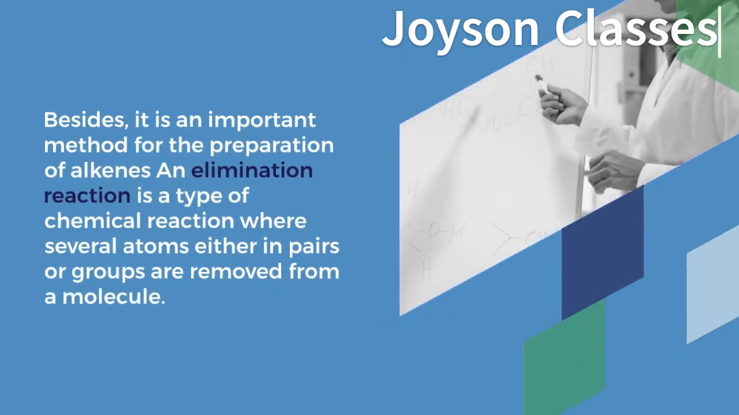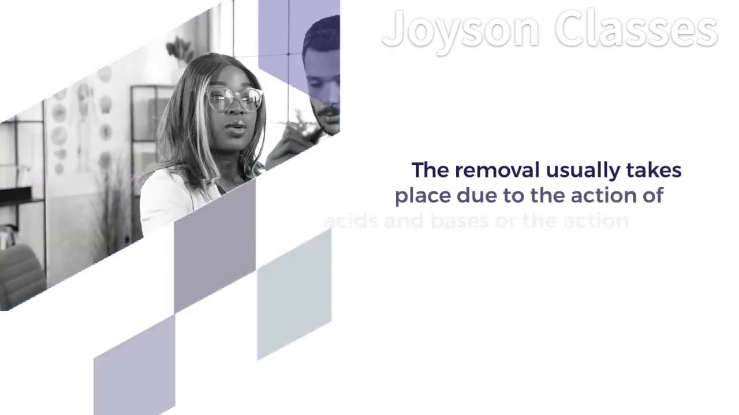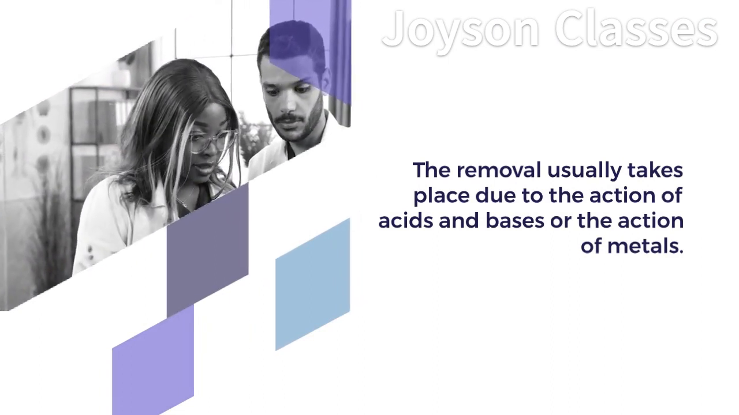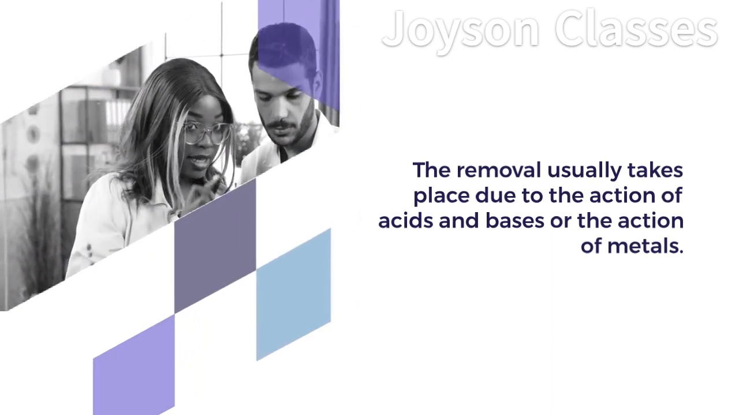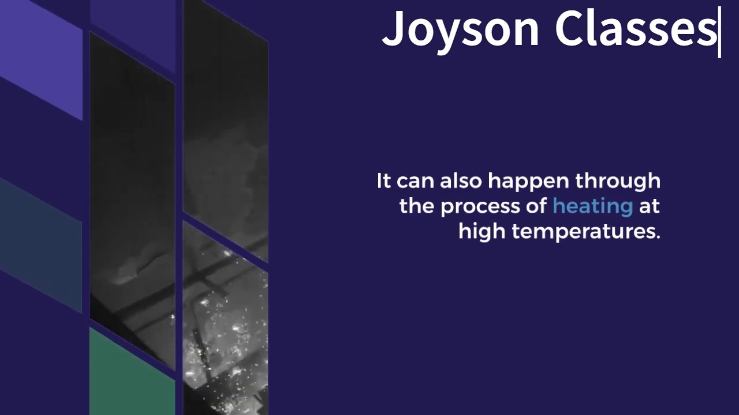An elimination reaction is a type of chemical reaction where several atoms, either in pairs or groups, are removed from a molecule. The removal usually takes place due to the action of acids and bases or the action of metals. It can also happen through the process of heating at high temperatures.